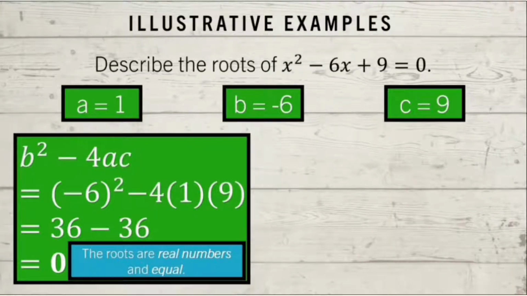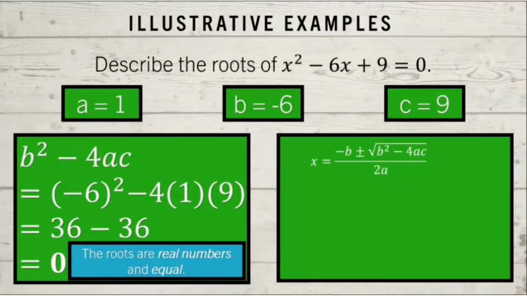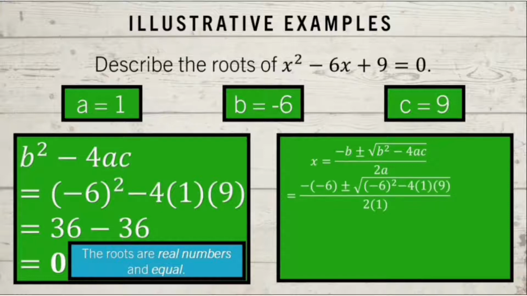Let us check. How are we going to check if our answer is correct? Let's use the quadratic formula. We're going to substitute the given values of a, b, and c into the quadratic formula. We will have negative multiplied by the value of b, which is negative 6, plus or minus the square root of negative 6 squared minus 4 multiplied by the value of a, which is 1, multiplied by the value of c, which is 9, over 2 multiplied by a, which is 1. And then perform the operation.